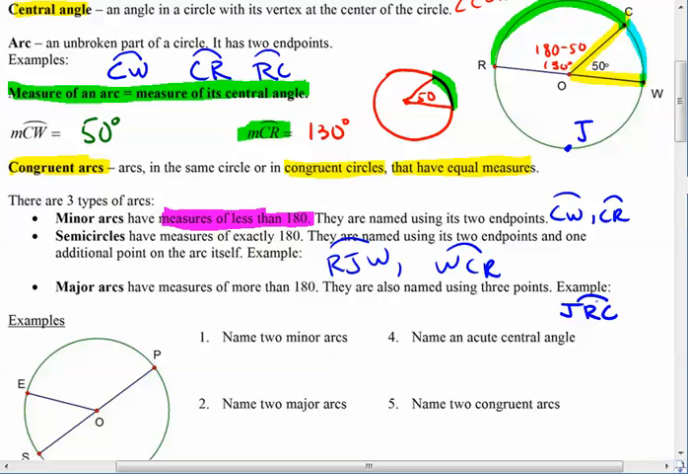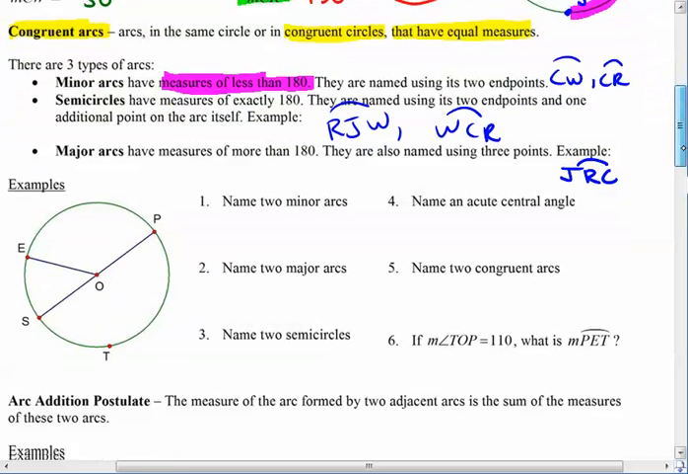You can see that that would be an obtuse central angle, so then that arc has a measure of more than 180 degrees, and therefore I need to name it using 3 endpoints. If I just call it JC, I would maybe think that I was talking about this purple arc. Okay, since I put the R in the middle, I know that I should go counterclockwise from point J all the way around to point C.